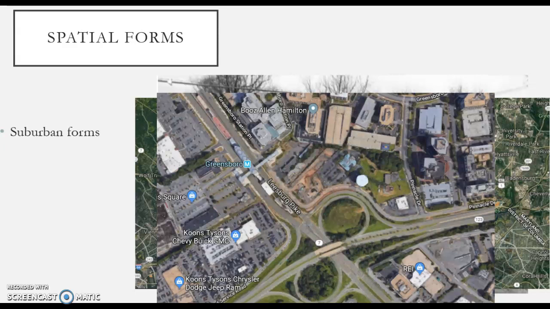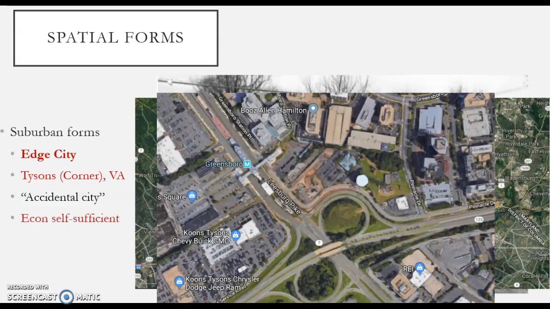And this type of suburban spatial form coincides with what is known as an edge city. An edge city is an area that is economically self-sufficient. It has dense commercial and residential land use, and it is sometimes referred to as an accidental city because these cities were not planned early on. They grew on the outskirts of a major city as transportation became more available.